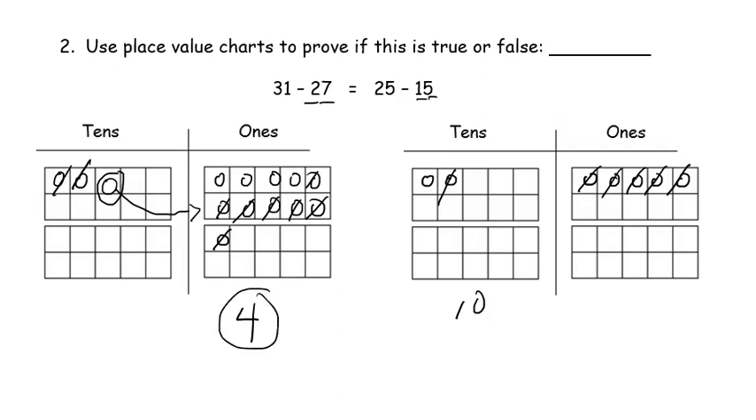So since I have 4 for my first answer and 10 for my second answer, we will say that those are false because this equation does not equal the second equation. So again, using those place value discs helps us understand what's happening when we're crossing off numbers and decomposing and moving those discs around on the place value chart.